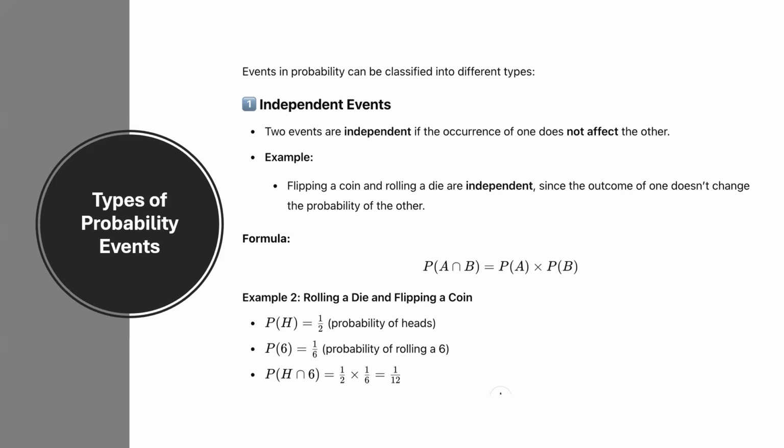So if I'm asking what is the probability of rolling a die and getting a six and also getting heads, these two events should happen together. What is the probability of that? Here we say A intersection B.